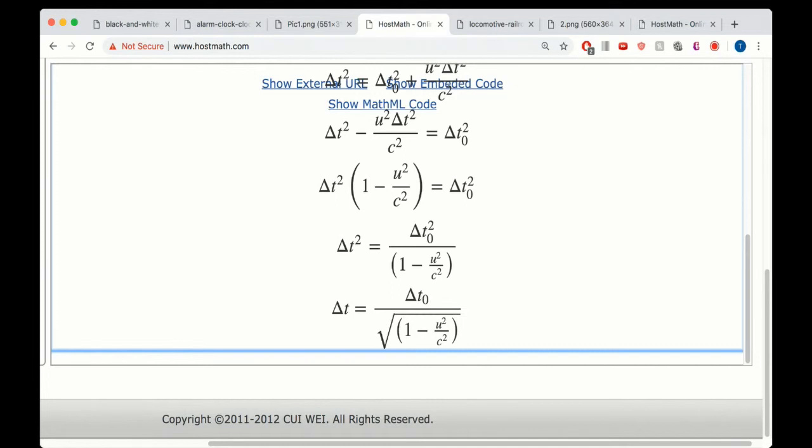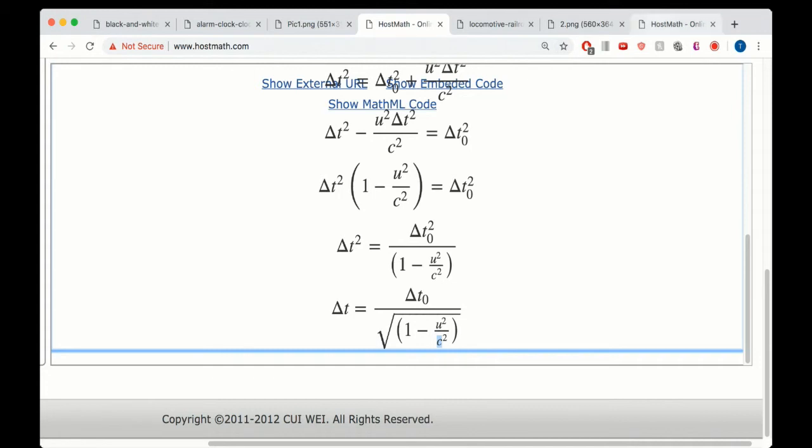To remind you what each of these terms are, this delta t0 is the time it takes for the light in the clock to travel if you observe it from inside the train. This delta t over here is the time an observer outside the train observed it to take for the light in the clock to travel the distance L. And this u over here was the horizontal speed of the train, and c was the speed of light.